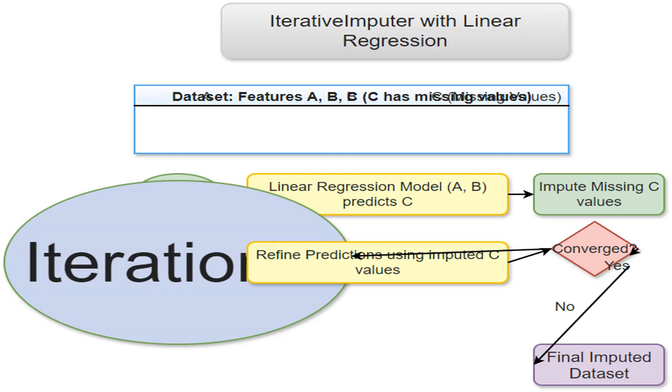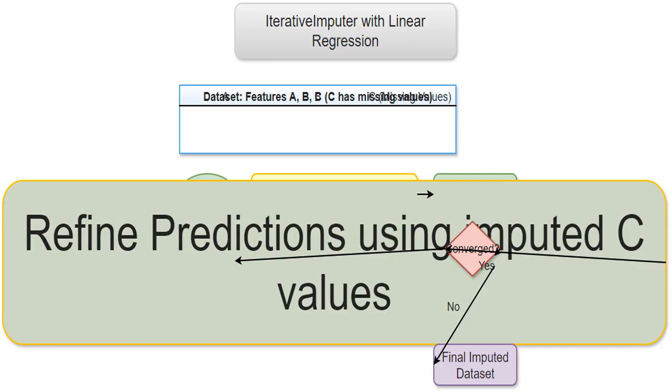I repeat the process, this time using both the original data and the imputed values from the previous iteration. I'm refining my guesses. After my first guess, I use the values I just imputed for C along with A and B to improve my model. I'm basically saying, okay, I made some guesses. Let's see if I can improve them by using those guesses as if they were real data.